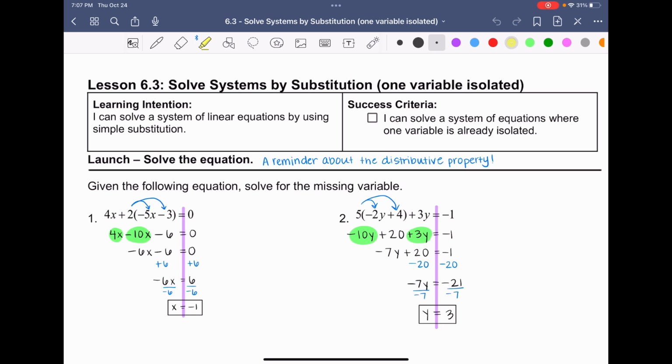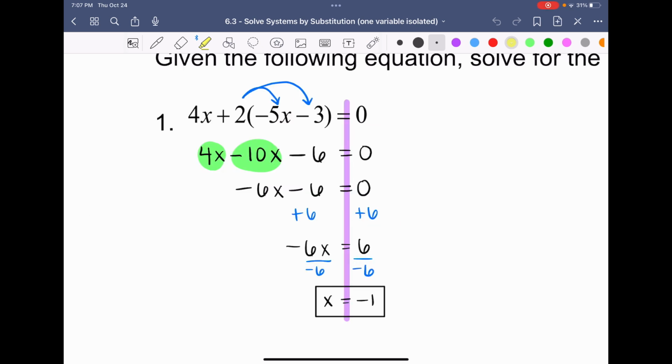Substitution often involves using the distributive property to solve for one of the variables. So the launch in today's lesson includes two problems where you're solving for x and for y. Both of the equations just have one variable, and so you're solving using the distributive property. So you'll see here in example 1 that we start with the distributive property. So positive 2 times negative 5x gives us negative 10x, and then positive 2 times negative 3 gives us negative 6.